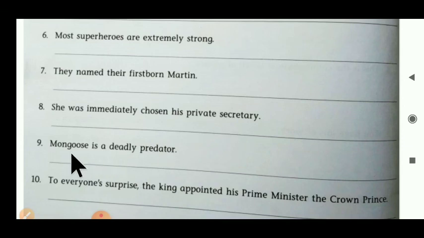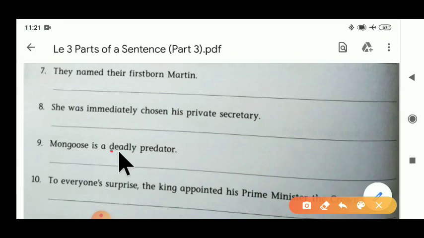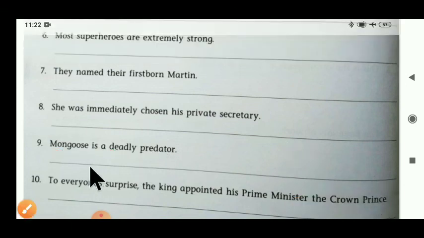Now the ninth sentence. Mongoose is a deadly predator. Here deadly predator is a complement. It is used to describe the subject. So deadly predator becomes the subject complement here. Can you understand, student? So the answer becomes deadly predator, dash, subject complement.